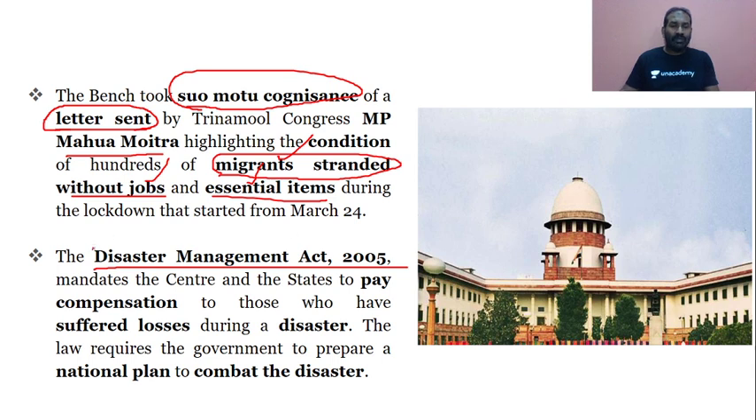And this is very important again from the prelims point of view, because a question could be: which among the following acts mandates the center and the states to pay compensation to those who have suffered losses during the pandemic COVID-19? So the act is the Disaster Management Act 2005. So this could again be a probable question in the prelims.